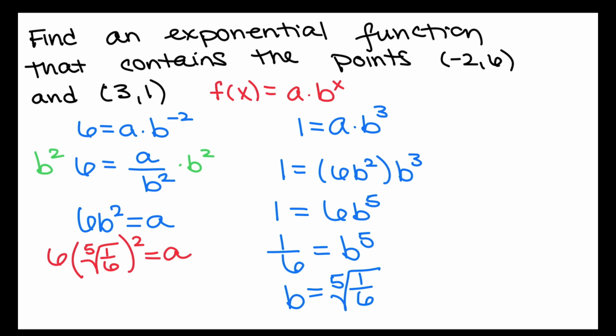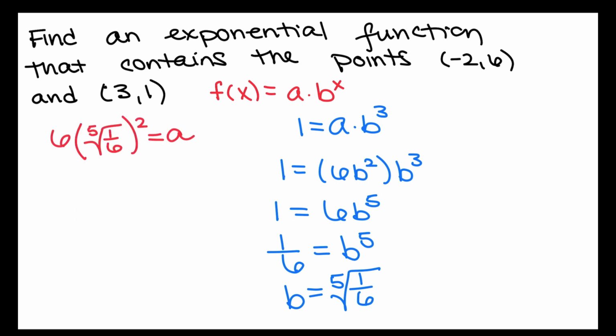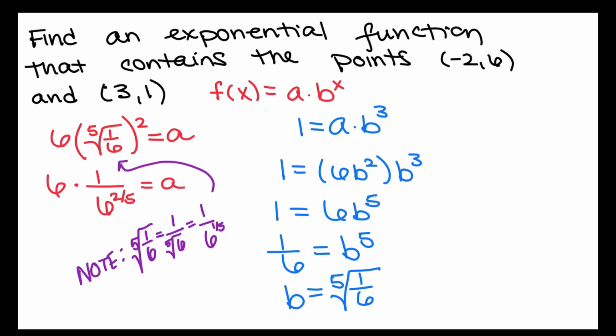All right, we've solved for both a and b. Let's see if we can clean up these numbers a little bit. So let's see. A was 6b squared, so a is 6 times fifth root of 1/6 squared. The fifth root of 1/6, well, if you take a root of 1, you just get 1. So that's 1 over the fifth root of 6.